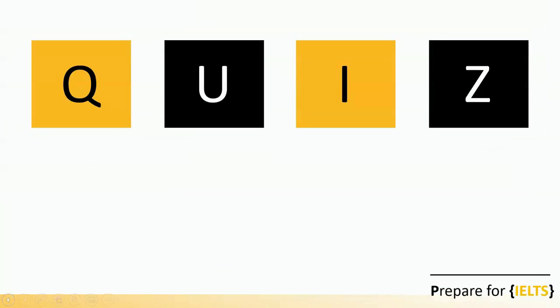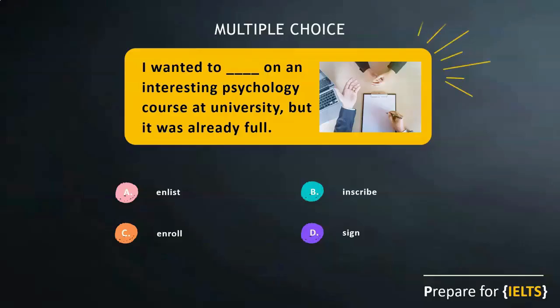Okay, it's quiz time. Let's see if you can remember some of the great language we've shown you in the video. Question 1. I wanted to something on an interesting psychology course at university, but it was already full. What do you think the answer is? And hopefully you've got it. Enroll. You can enroll on a course.